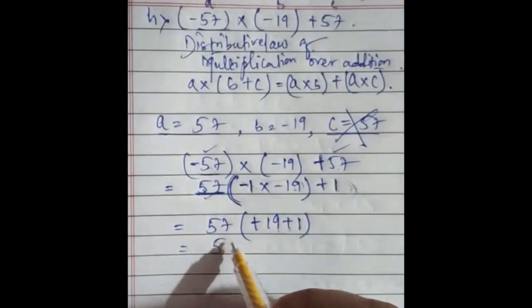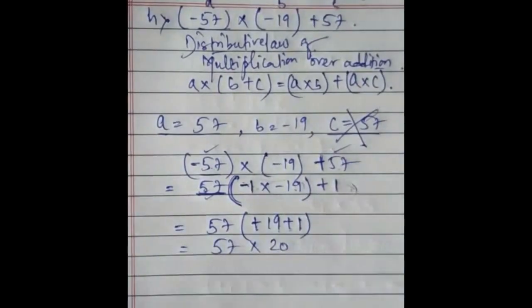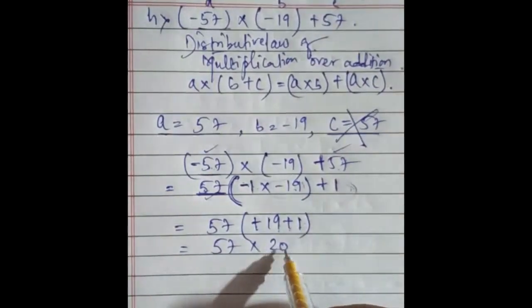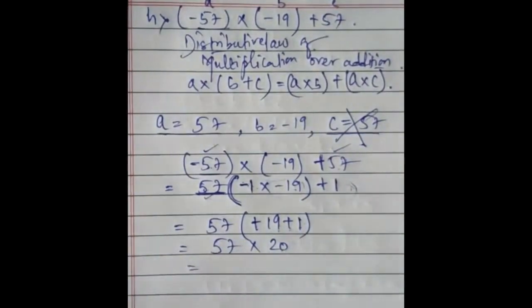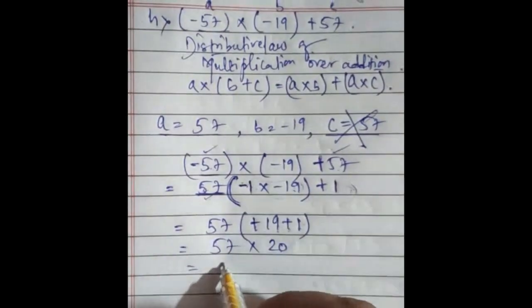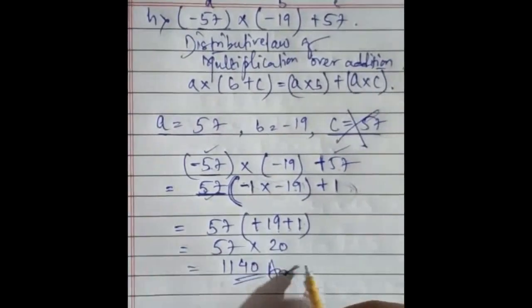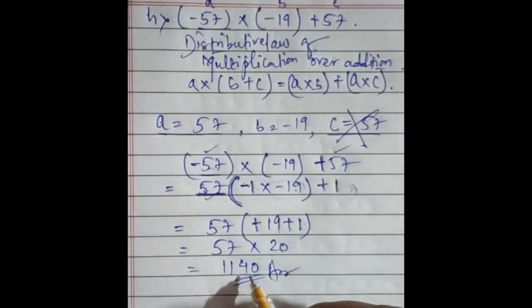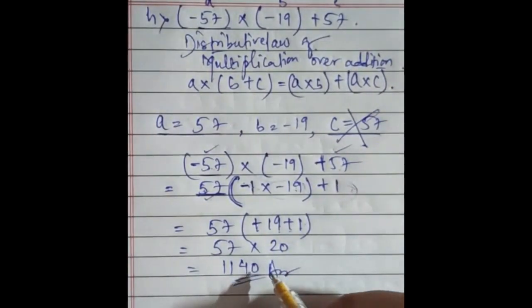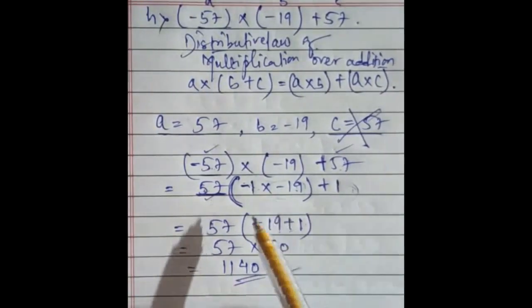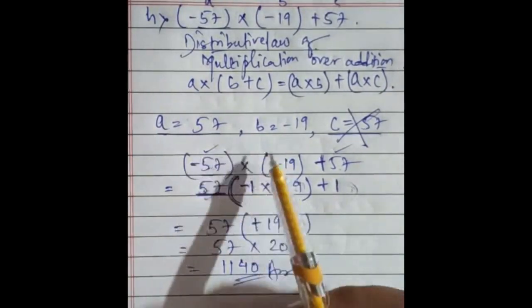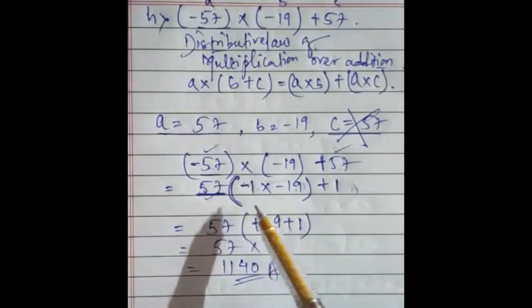Okay, 57 into 20, isn't it? So 19 plus 1 is 20. 57 into 20, what is the answer? It is 1140. I have calculated and took this answer out. Okay, even you do this, calculate and get the answer. I hope you are clear with this. So if such things are there, you have to do in such manner.